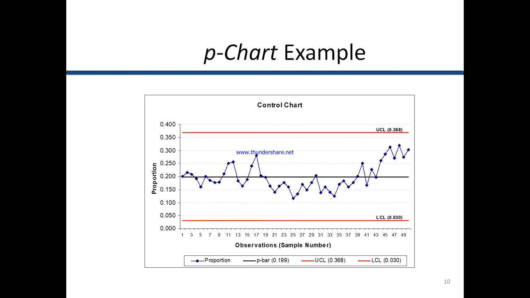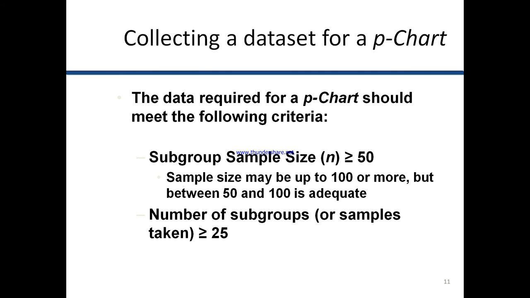So this is a very basic example for a P-chart. You can see you have the lower control limit and the upper control limit, and we have plotted data, right? This is a graphical representation of your process. By looking at this, we can come to a conclusion whether our process is in control or not, right? And now there are some criteria that you have to follow when you are constructing a P-chart, right?